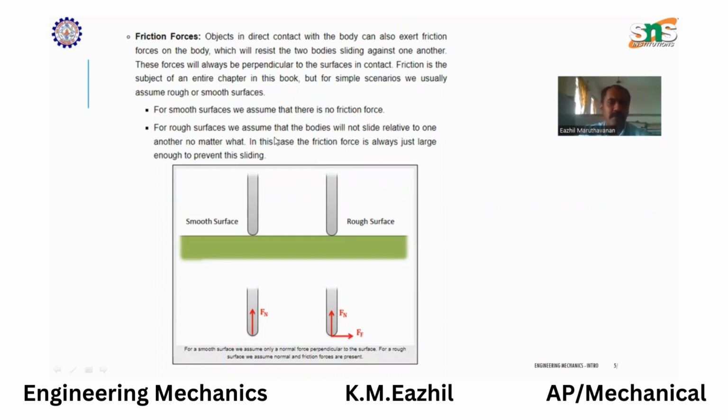For a smooth surface, we assume that there is no friction. For a rough surface, we assume the bodies will not slide relative to one another. In the case of friction, the force is always just large enough to prevent the sliding.